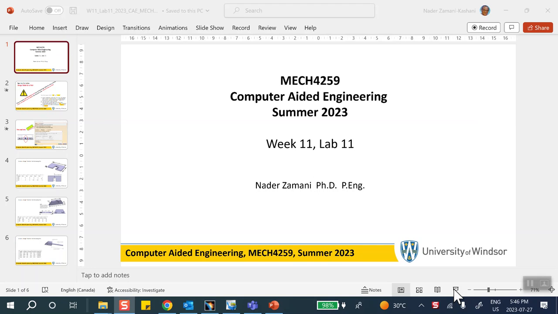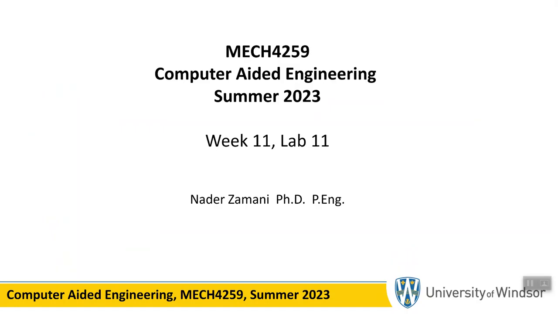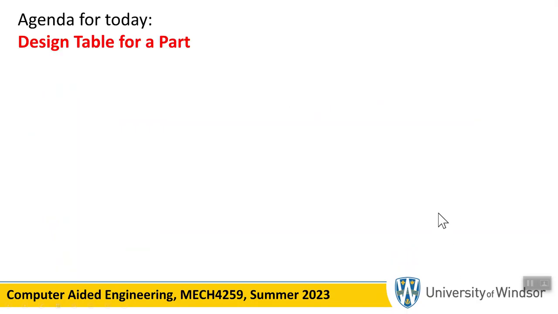We have one more week of classes left. And what I would like to do today is discuss the concept of design table for a part. Remember, this week we started with parameterizing a part on Tuesday, parameterizing a product or an assembly yesterday on Thursday. And today in the lab, I'm going to be discussing the design table for a part.